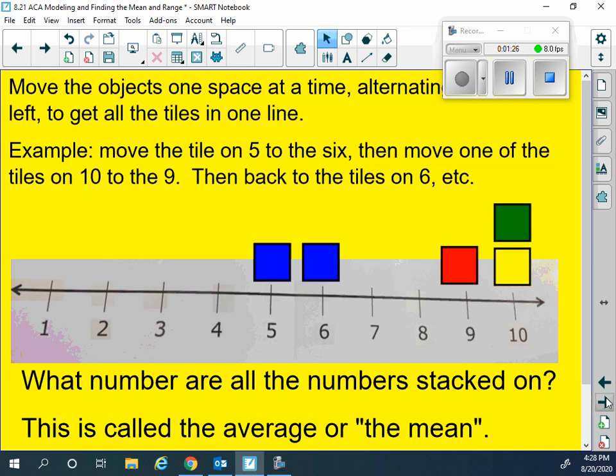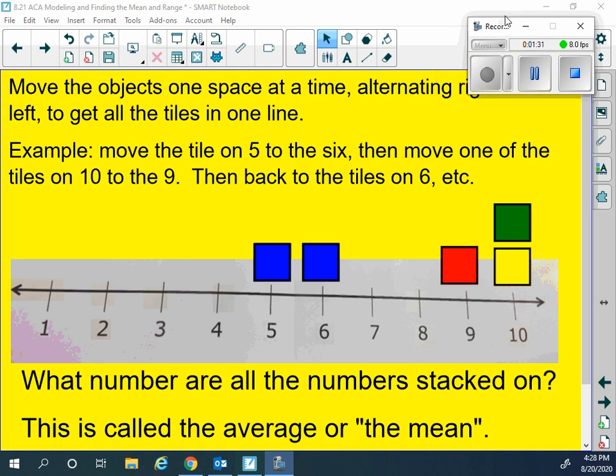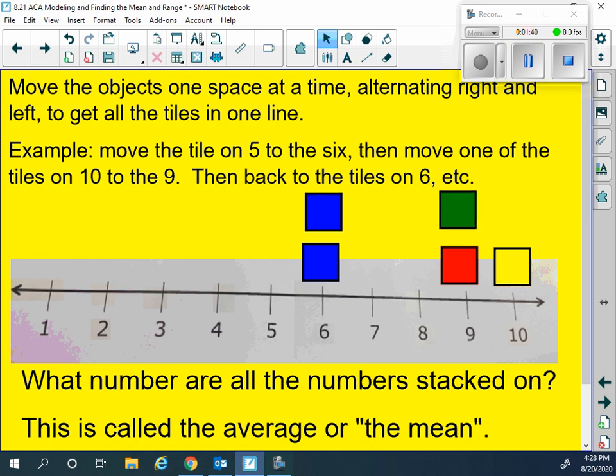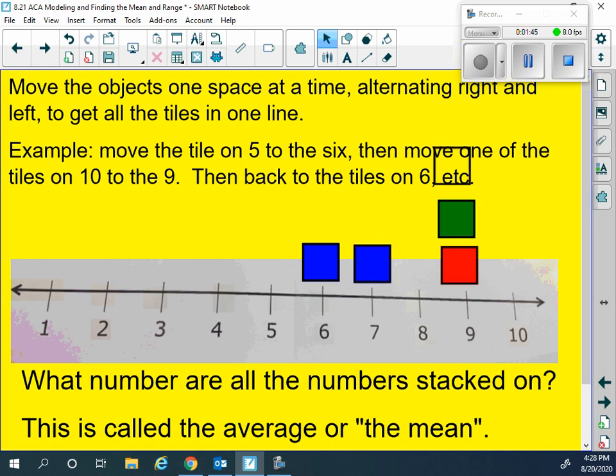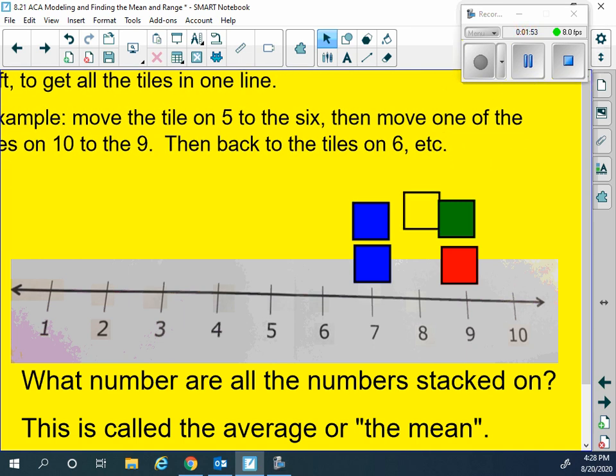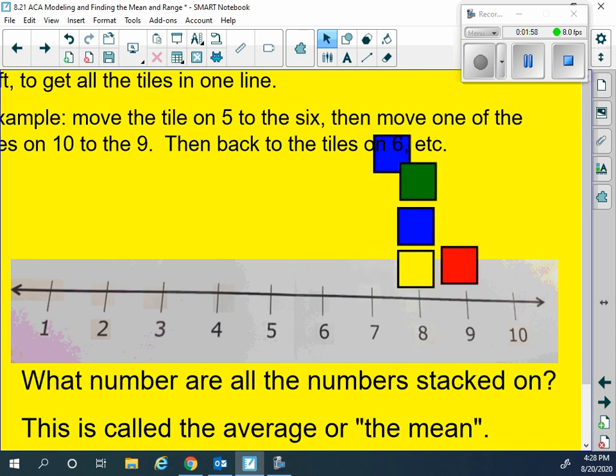Okay, so now what you're going to do is take these same objects and move them one space at a time, alternating right and left to get all the tiles on one line. So what I mean is you're going to pick up the 5 and move it one space. I'm going to pick up the 10, move it one space. Then I'm going to come back over here, move it one space, one space, one space. Whoops, I didn't mean to move my words. Oops, stop that. One space, one, and so on, just like that.